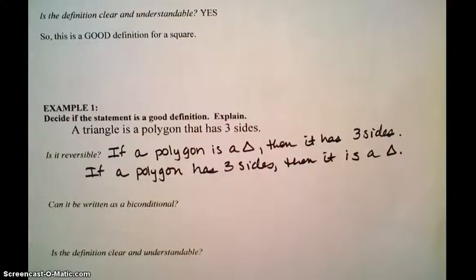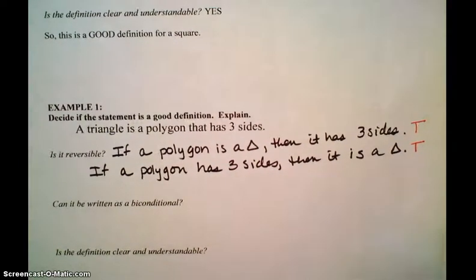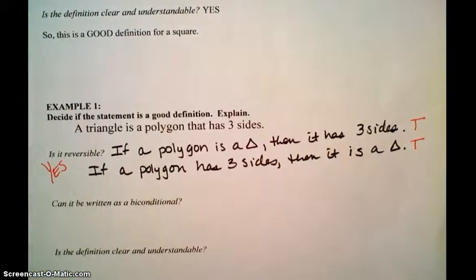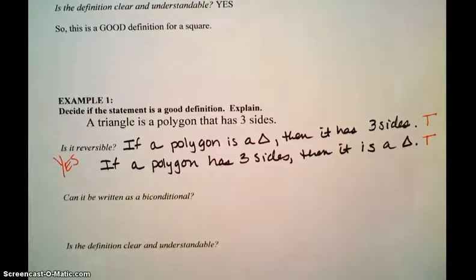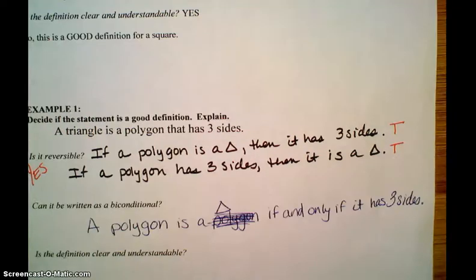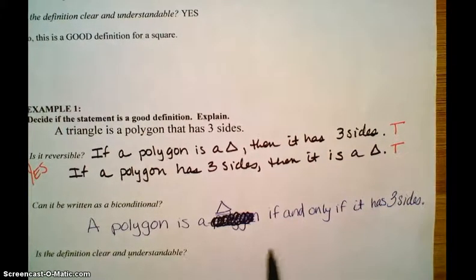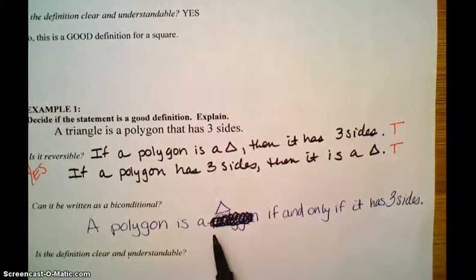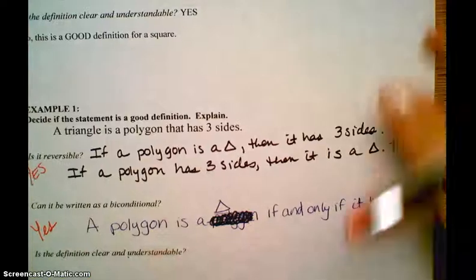Okay, here are the 2 conditional statements, the original, I chose to use this as the original, and the converse. And both of those statements I would say are true, and therefore, is this reversible? We would have to say, yes, it is. Okay, so now we're going to take those 2 statements and see, can we combine them into a biconditional? Okay, so I wrote out the biconditional. A polygon is a triangle if and only if it has 3 sides. And that seems to work also, so yes, I can write it as a biconditional.